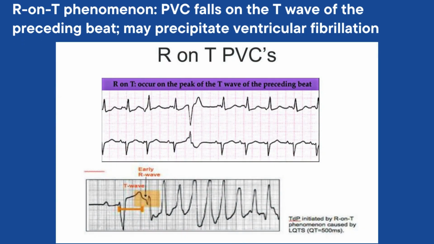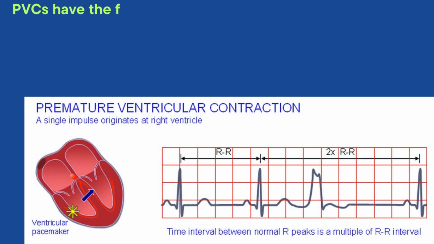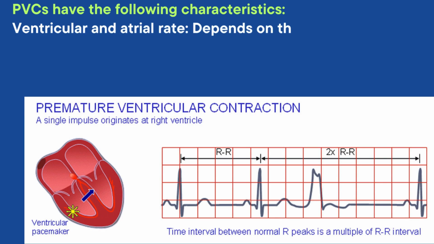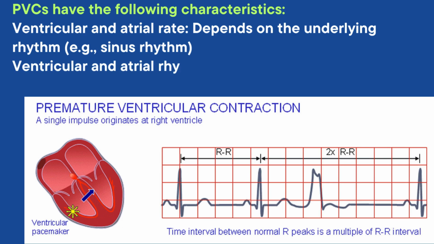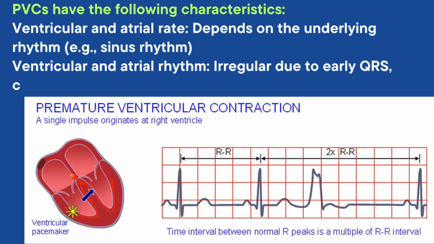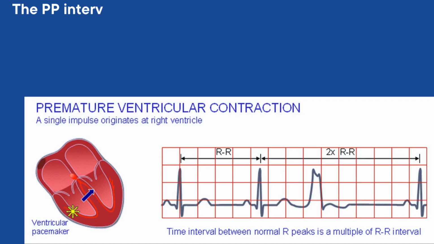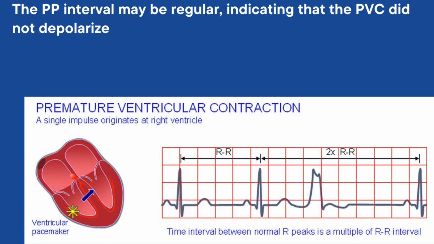Next is R on T phenomenon. A PVC falls on the T wave of the preceding beat, which may precipitate ventricular fibrillation. Characteristics of PVCs. Ventricular and atrial rate depends on the underlying rhythm, for example, sinus rhythm. Ventricular and atrial rhythm is irregular due to early QRS, creating one RR interval that is shorter than the others. The PP interval may be irregular, indicating that the PVC did not depolarize the sinus node.